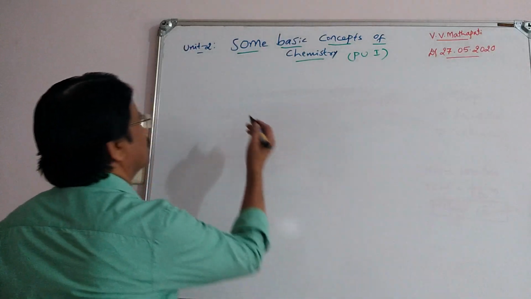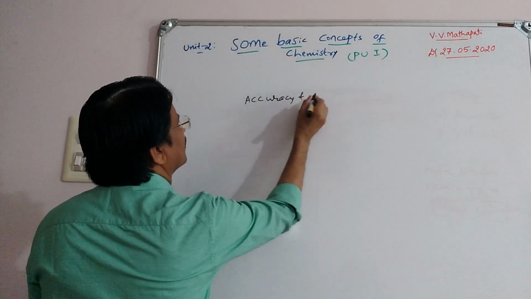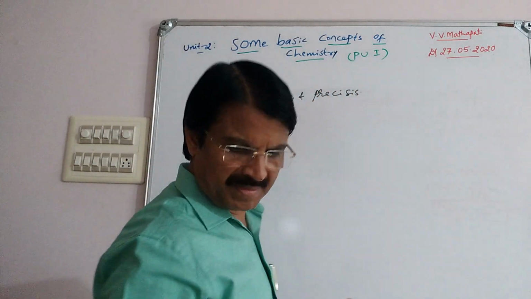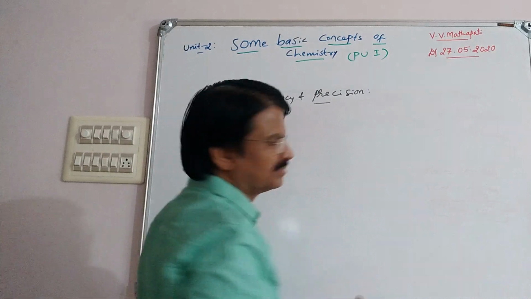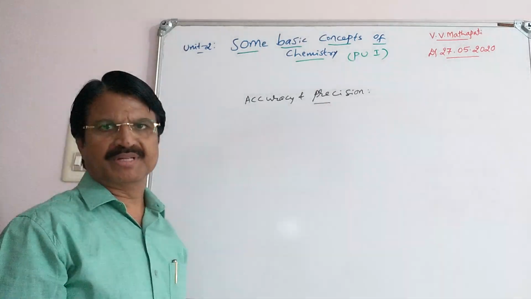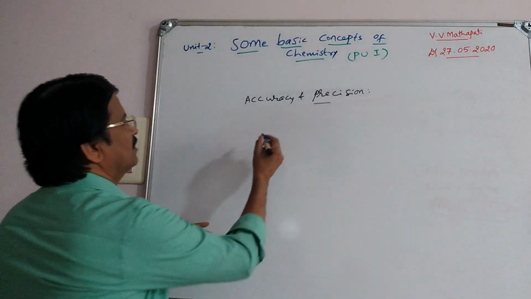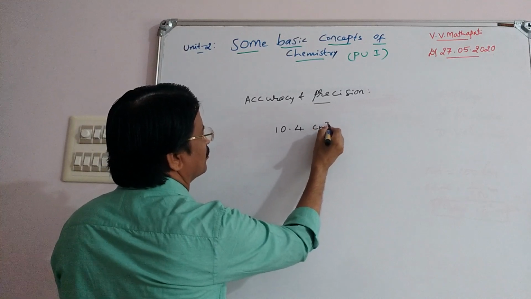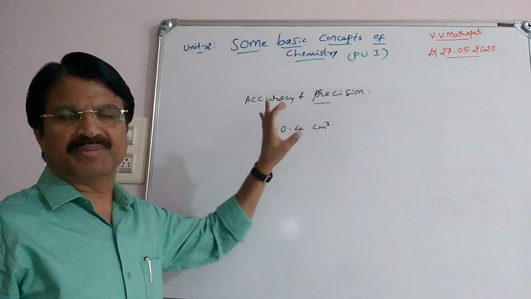Next we will study accuracy and precision. Now, see what is meant by accuracy, precision. This is related to measurement values. Example, 10.4 centimeter cube is the volume of the solution. Let it be 10.4. This is the expected value.